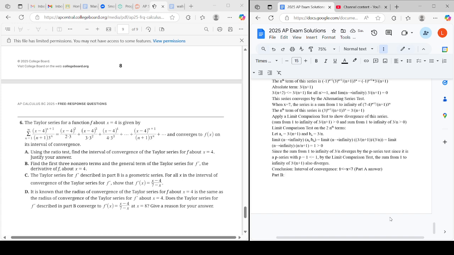We're going to find the first 3 non-zero terms. So basically we're getting the Taylor series of f prime. So we are just going to differentiate these terms. So let's write the Taylor series for f equals x minus 4. And we're just going to copy this from the problem. And this will simplify very nicely.